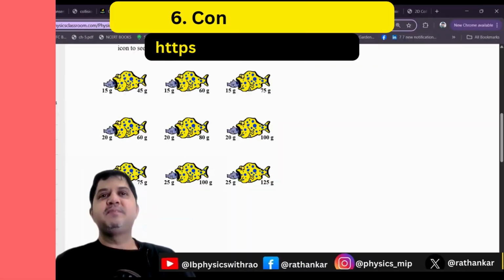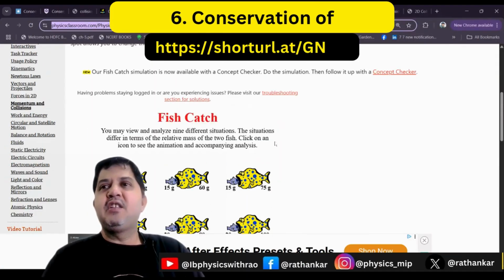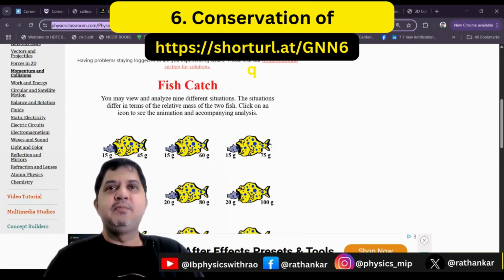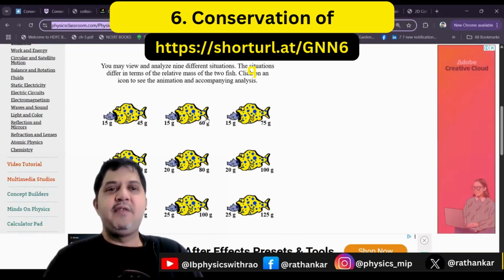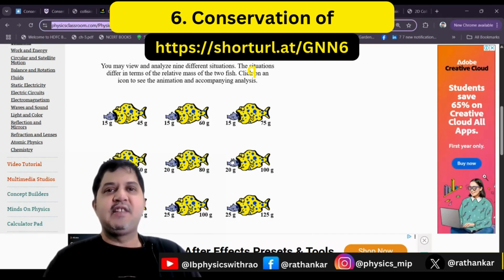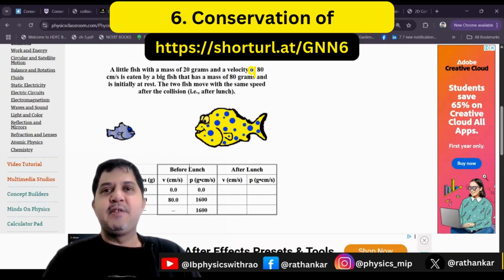Next, there's one more example on conservation of momentum from the Physics Classroom. As you see, there are 9 diagrams given over here. We can ask them to do these as a classroom exercise. Let me choose one of them. Let me take, for example, this one here. It says that the mass of the smaller fish is 20 grams and the bigger fish is 80 grams. Let me take up this value. I click on this animation over here.